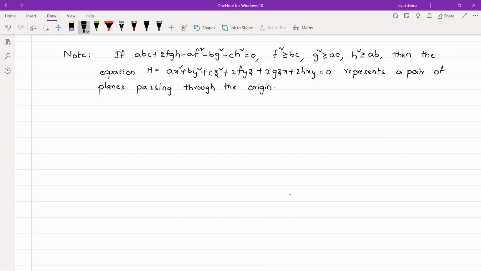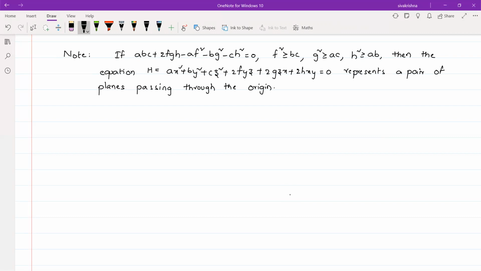And after that we have to verify that f square is greater than or equal to bc. Similarly, g square greater than or equal to ac and h square greater than or equal to ab. Whenever these conditions are satisfied, then we say that the equation represents a pair of planes. Pair is nothing but two. It means there are two planes involved in this equation. We can confirm that.